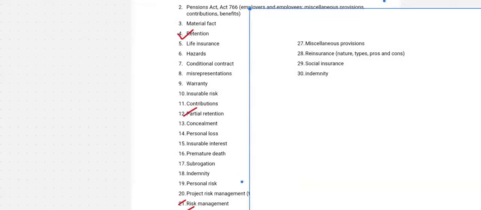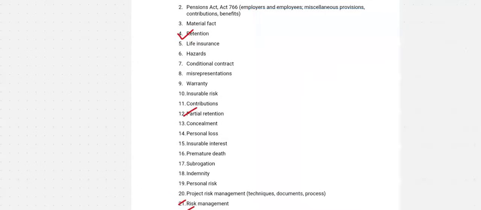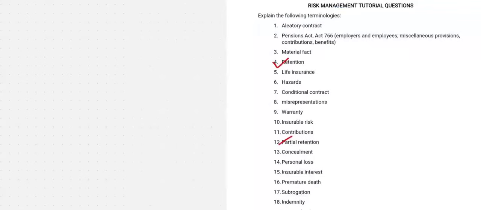I'm taking off the second page because we finished with everything there. 27 is miscellaneous, 28 reinsurance, 29 insurance, 30 indemnity. So I'm going to take that off so that I can concentrate only there. You need a C- to pass, but you can score an A. It's easy if you understand the strategies.